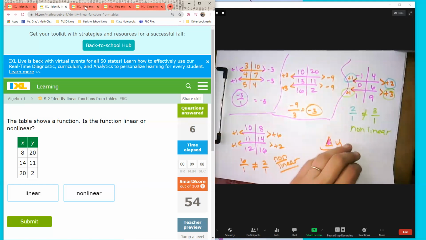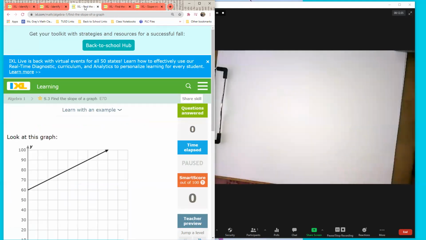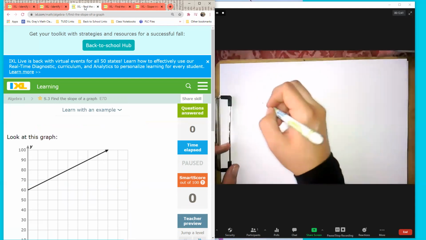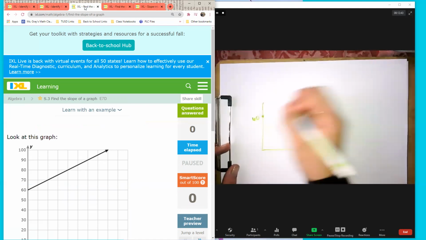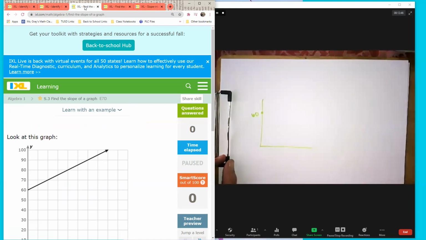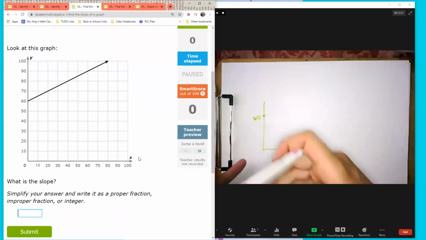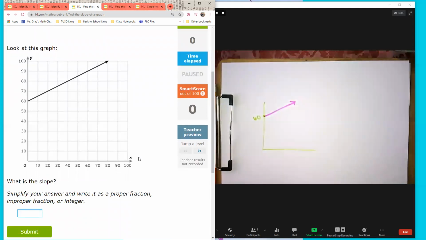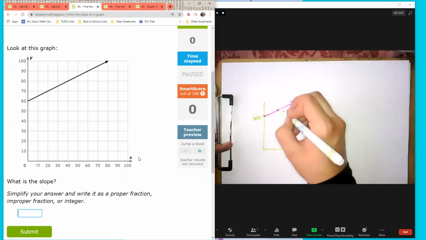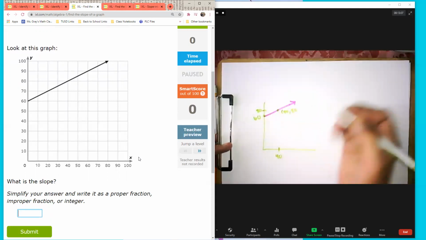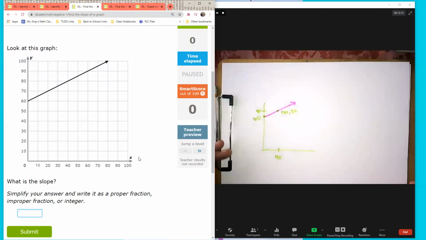All right, moving on. So now we're going to talk about finding slope. And there's obviously a few different ways to do that. If you're looking at a graph, let's see, write down the points. I'm not going to make my graph quite as nice because I don't have graph paper, but I will write down the points that are on here. 40, 80. And then 80, 100, it looks like.